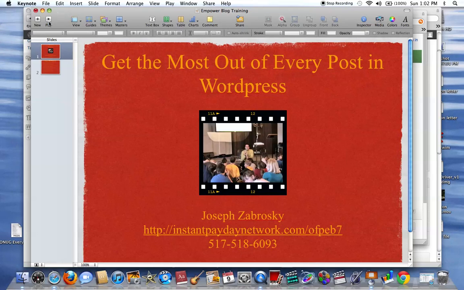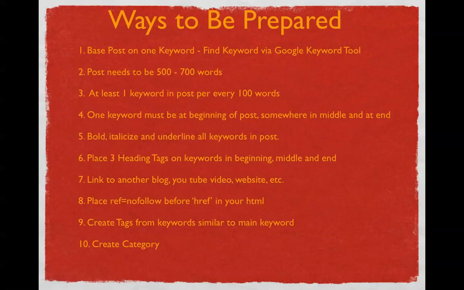So let me give you an overview. We're going to base our post on one keyword. Our post needs to be 500 to 700 words, with at least one keyword in each post every 100 words. One keyword must be at the beginning of the post, somewhere in the middle, and at the end. We need to bold, italicize, and underline all our keywords in the post. We need to place 3 heading tags on keywords in the beginning, middle, and end.